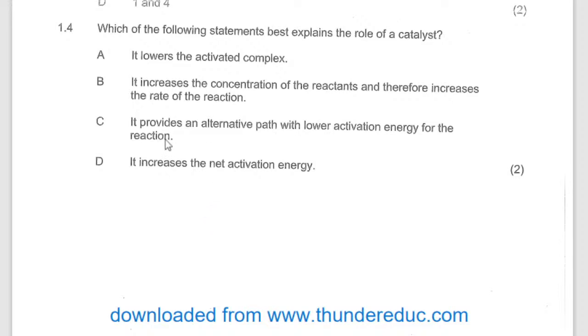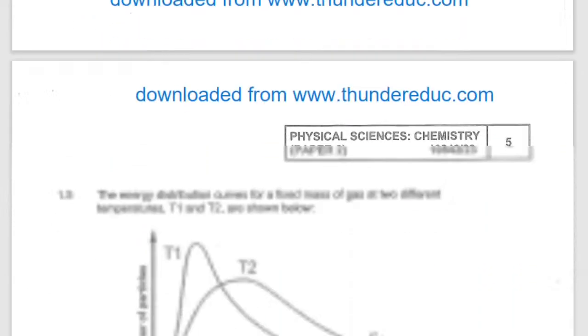So when you look at it, you have to look at something which provides an alternative pathway with low activation energy. But let's look at the last one. It increases the activation energy. No. So the answer becomes C. So C becomes the most correct answer.